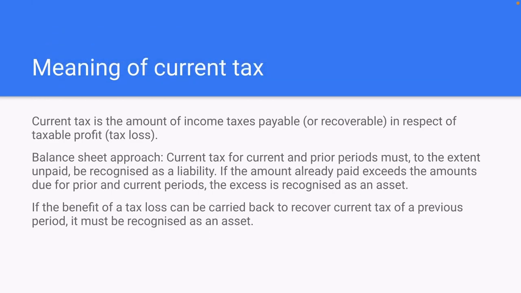The next point here is that when there's a tax loss and the tax legislation allows you to carry back the tax loss to a previous period, then a tax refund is possible. So IAS 12 says that if you are carrying backward tax losses and you're able to recover previously paid taxes, then you have a current tax asset that you must recognize. So those are the key points that we need to know for current tax. And so next you will see certain illustrations to further explain these points.